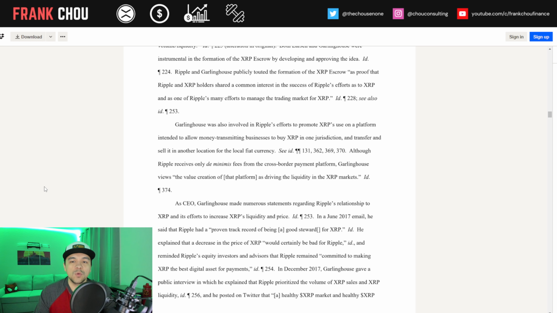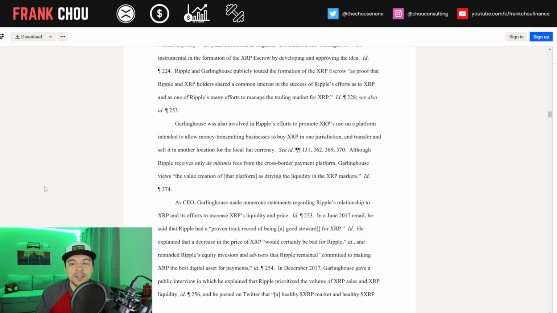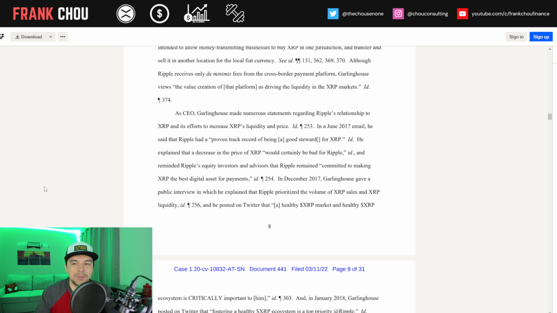Both Larsen and Garlinghouse were instrumental in the formation of the XRP escrow by developing and approving the idea. Ripple and Garlinghouse publicly touted the formation of the escrow as proof that Ripple and XRP holders shared a common interest in the success of Ripple's efforts as to XRP and as one of Ripple's many efforts to manage the trading market for XRP.